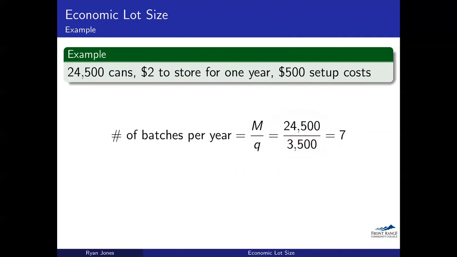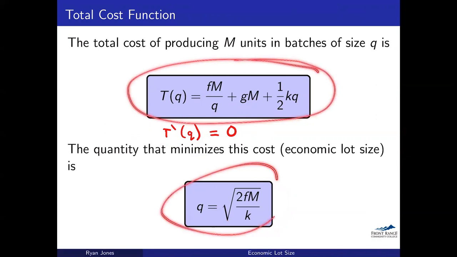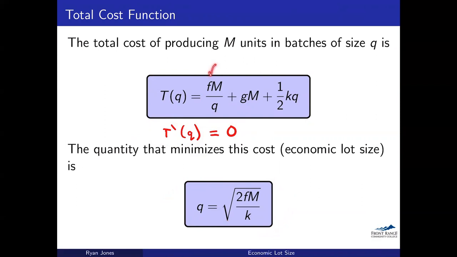I would highly recommend as an exercise to actually do this T prime of Q equals zero. So take this function, take a derivative with respect to Q, then set it equal to zero, solve for Q, and check that you do get this, because that's something you're going to want to see. So that's economic lot size. I know these are some complicated and ugly formulas, but they're good to memorize, good to know. Good to remember what these variables F, M, Q, and K all stand for. And that'll be the lecture. We'll go ahead and stop it there.